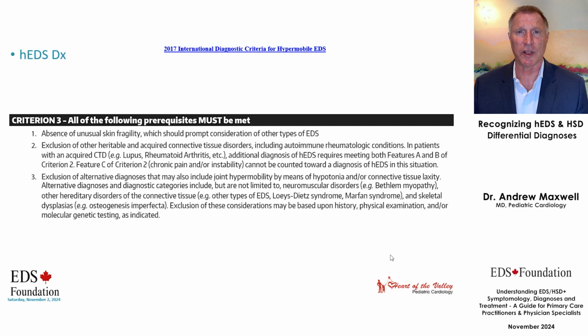Criterion 3 is really making sure there's not an alternative diagnosis. So making sure that there's not a different type of heritable connective tissue disorder, or that there is not an underlying autoimmune disorder or anything else that would explain the findings.